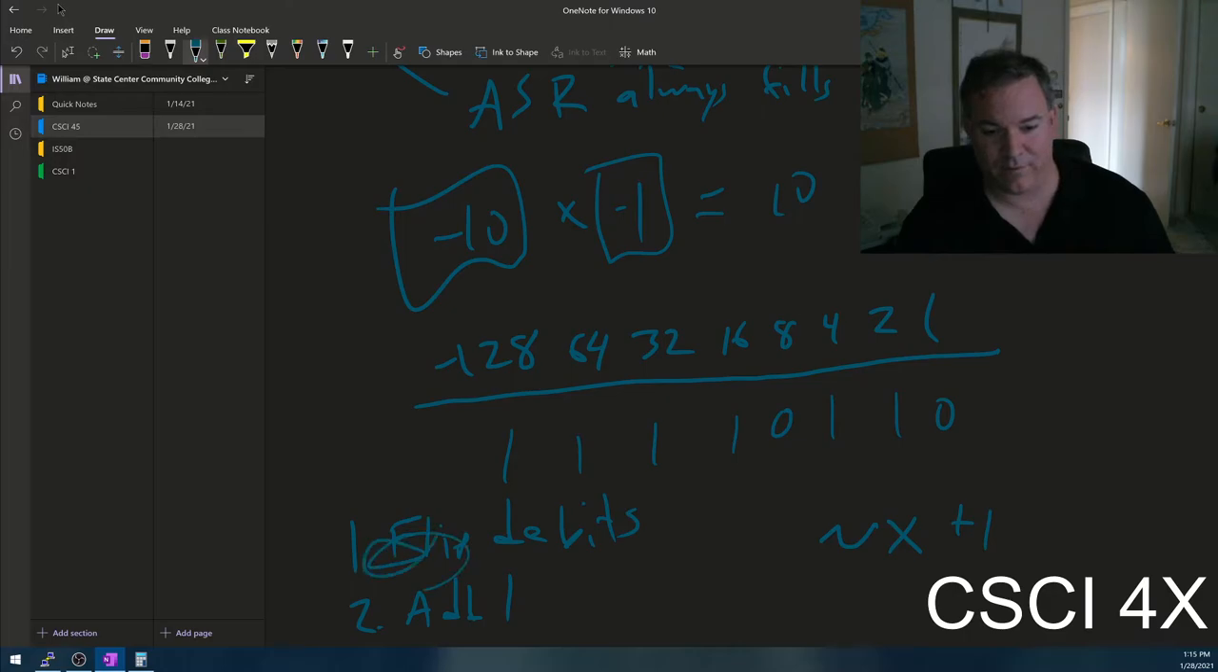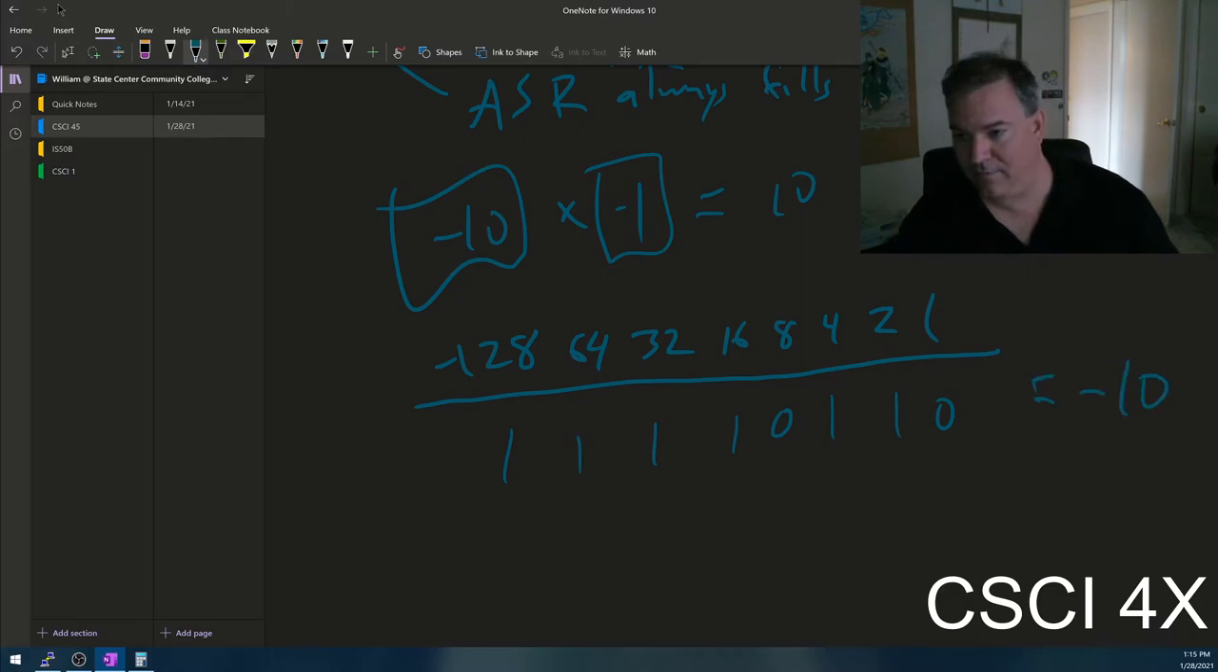So let's run through some examples, okay? So here we've got negative 10, right? And we want to multiply it by negative 1. So you start off by flipping the bits 0, 0, 0, 0, 1, 0, 0, 1. Then you add 1 to it. So that turns into 0, 0, 0, 0, 1, 0, 1, 0, which, as it turns out, is 10.